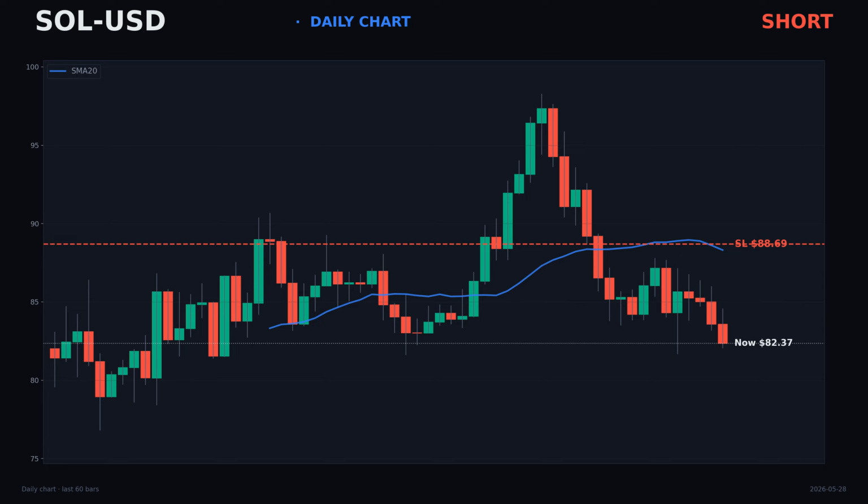You can see the dotted lines on the chart. Green is our TP at $66.88. Red is our SL at $88.69. Those are the two numbers that matter most in this whole video.